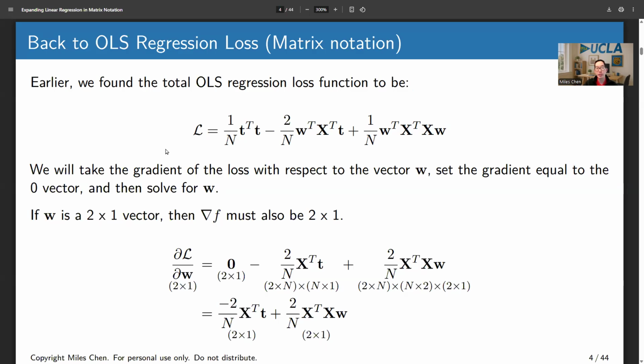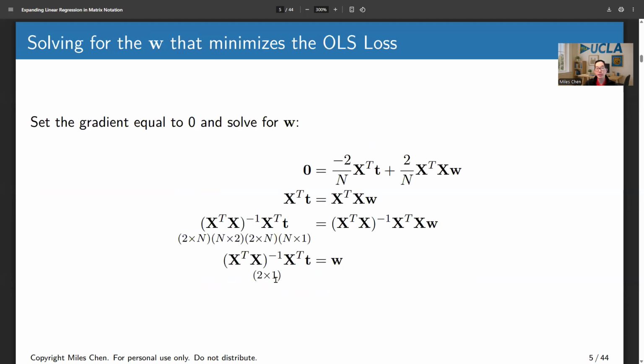And what we do is we take the gradient of this with respect to w, we set it equal to 0, and then we solve for w. So doing that, our gradient with respect to w is negative 2 over n x transpose t plus 2 over n x transpose xw. We'll set that equal to 0, and then we solve, and we find that the w that will minimize the mean squared error, or the sum of squared residuals, is going to be x transpose x inverse x transpose t.